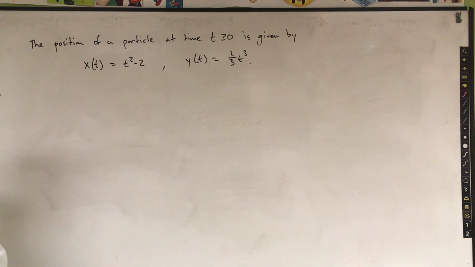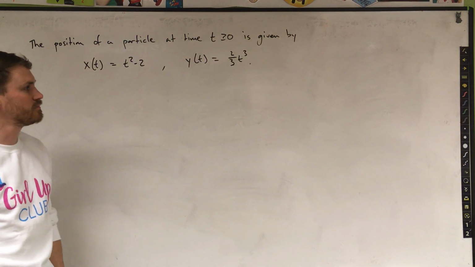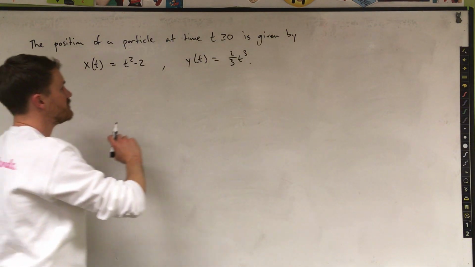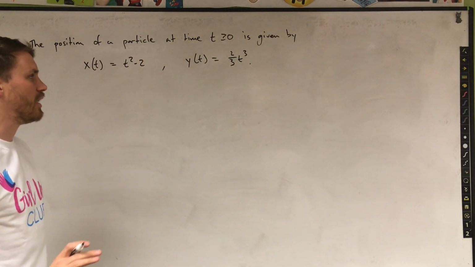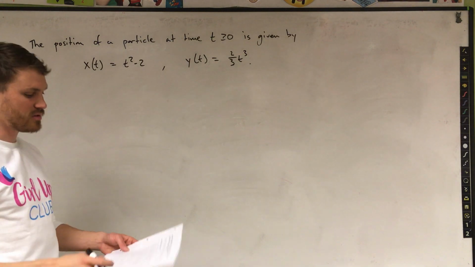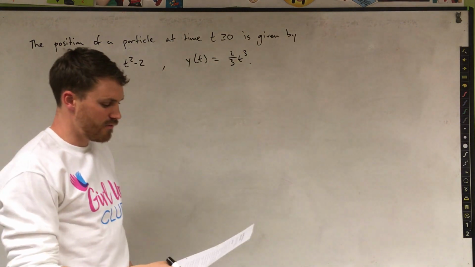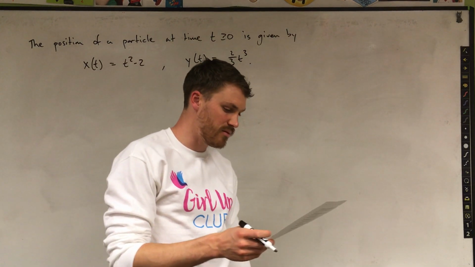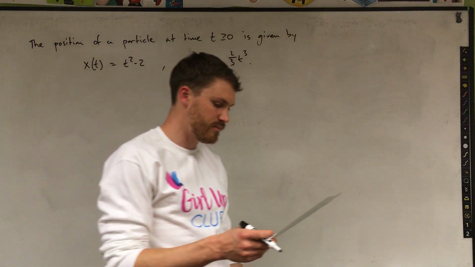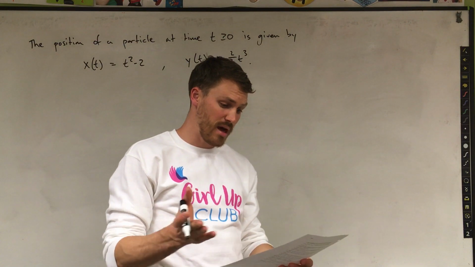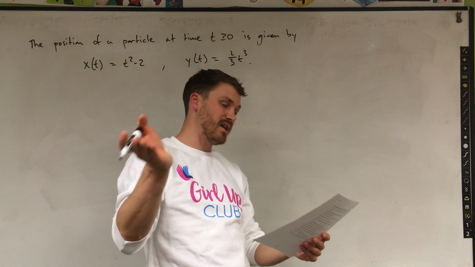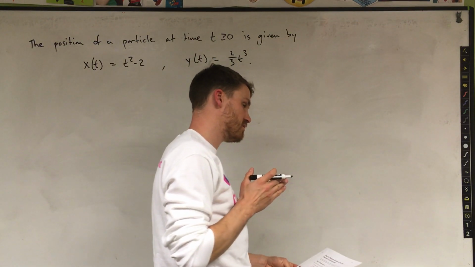Okay, position of a particle at time t greater than or equal to 0 is given by this. Position, love it. t squared minus 2 for our horizontal position, 2/3 t cubed for our vertical position. Our first question is find the magnitude of the velocity vector at t equals 2. So I need to find the velocity vector first.